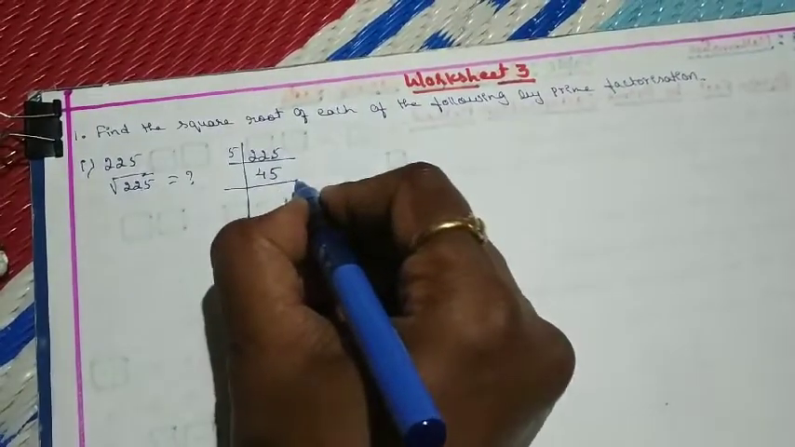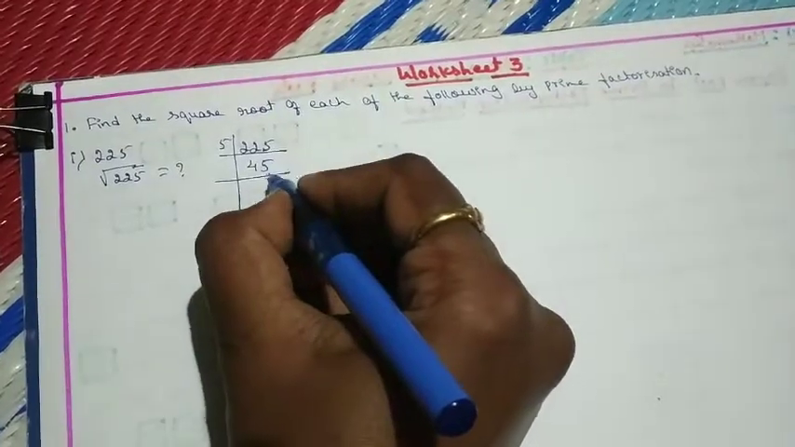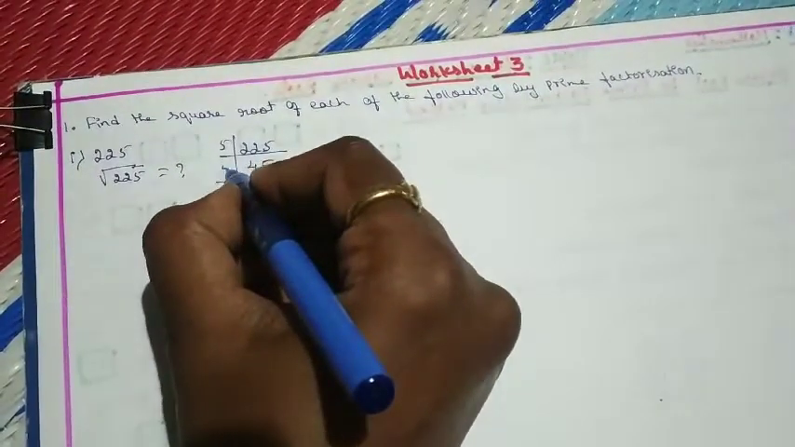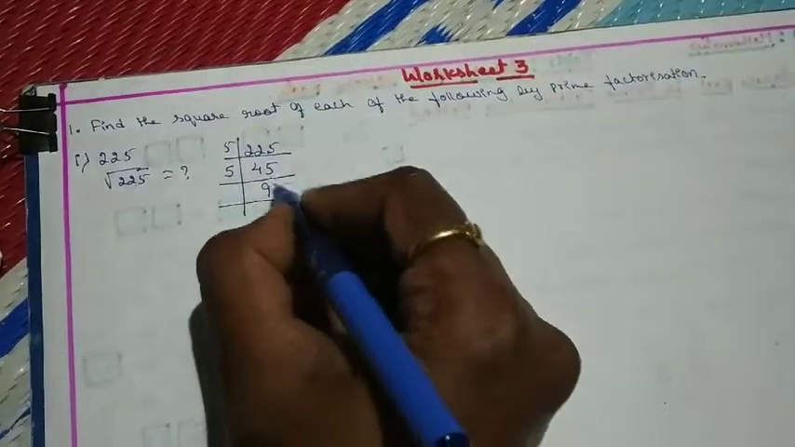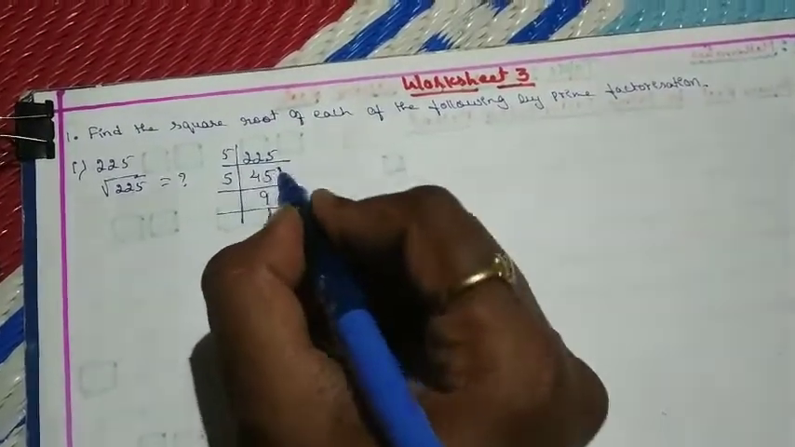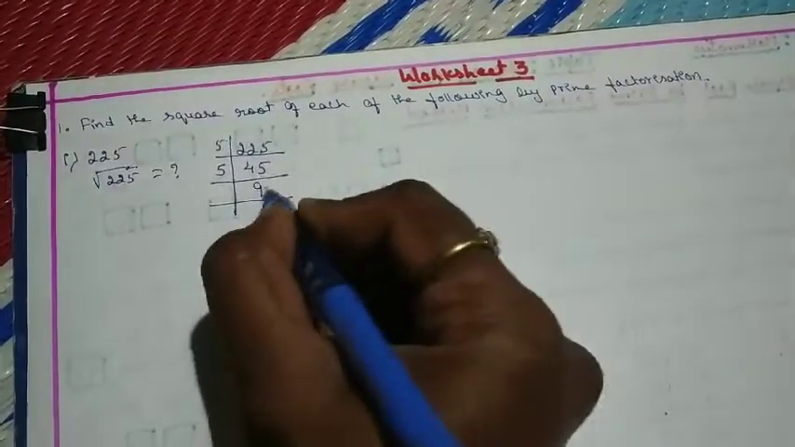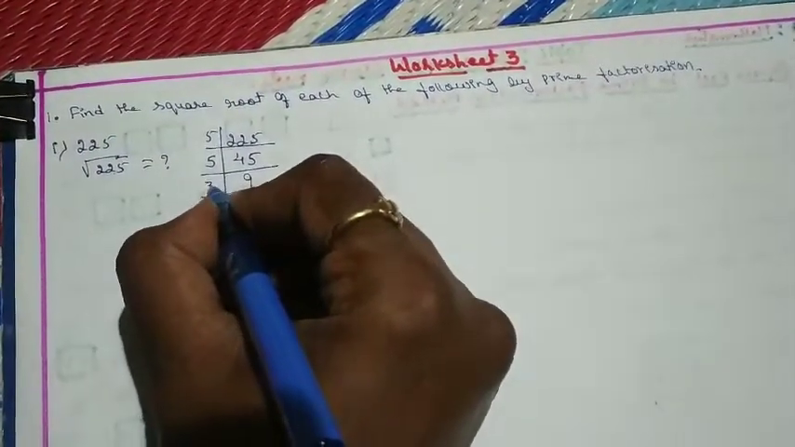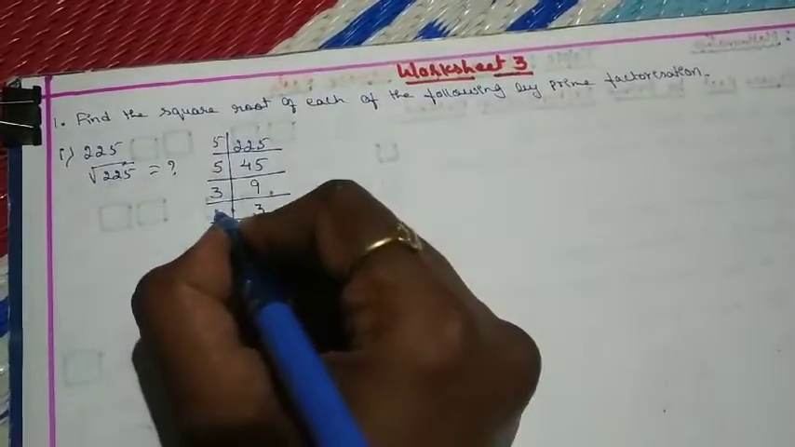The next number is ending with 5, so we need to go with the 5 table. 5 9s are 45. The number is ending with 9, and 9 doesn't come in the 2 table. The next prime number is 3, so it comes in the 3 table. I'll go with the 3. 3 3s are 9. Then 3 1s are 3.